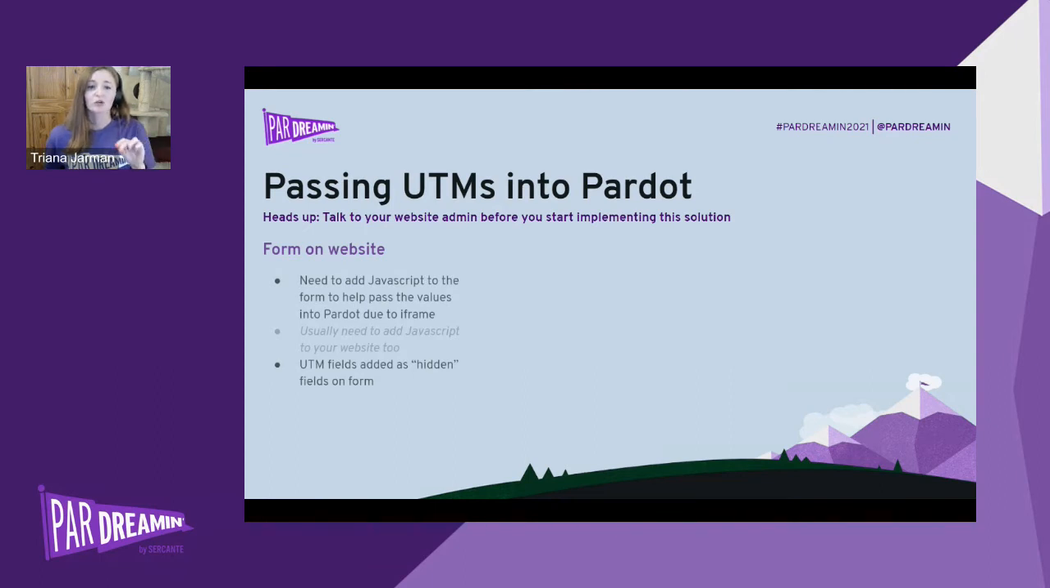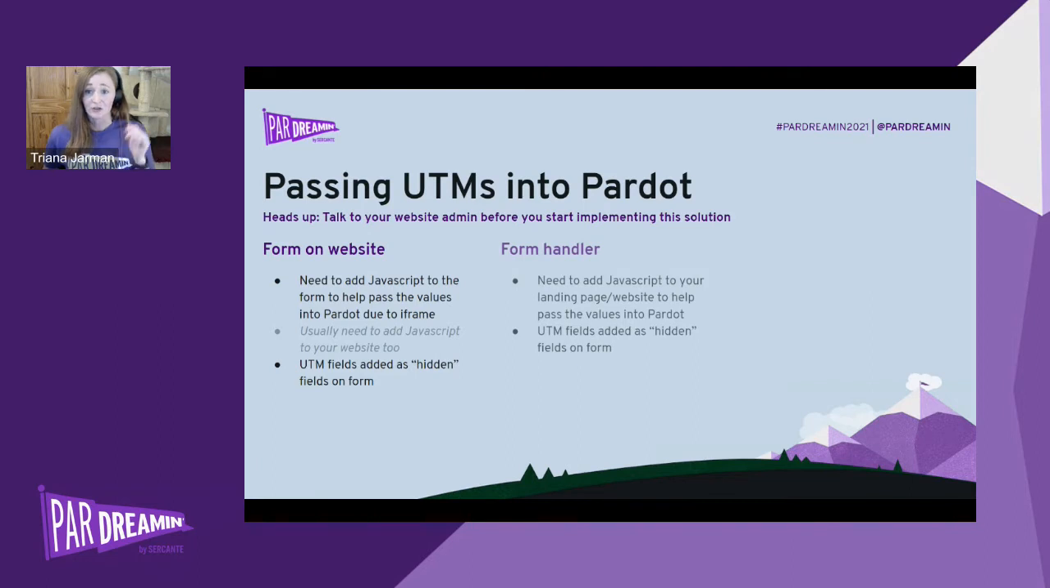And I've put here that usually you need to add JavaScript to your website, because I have seen some really strange occasions where clients of mine haven't needed to put any JavaScript on their website to get it into the Pardot form. I'm not really sure how that's possible, but just to caveat that, since I saw it, I have to say usually, but I would say 99% of the time you need JavaScript on the website to get those UTMs into the Pardot form, and the UTM fields need to be set as hidden on your form. If you're using a form handler, definitely need JavaScript on the website to pass into the form handler, and your UTM fields again are going to be set to hidden.